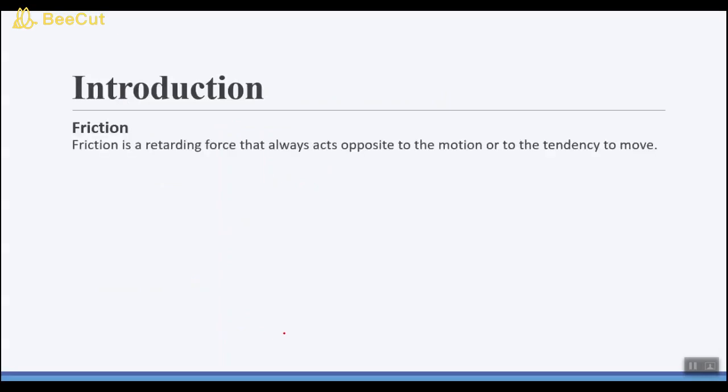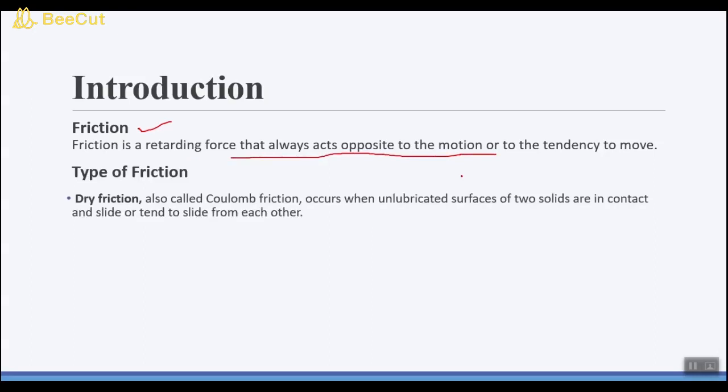So coming toward the introduction part. First, what is friction? Friction is a resisting or retarding force that always acts opposite to the direction of motion. And we have different types of friction. The one which we are going to discuss in today's lab is dry friction, also known as Coulomb friction, which occurs when unlubricated surfaces of two solids are in contact and slide or tend to slide against each other.